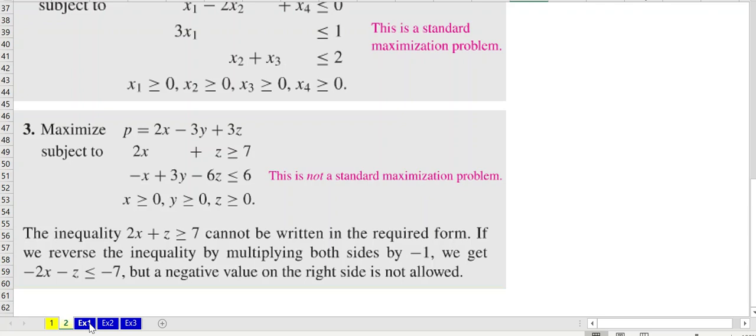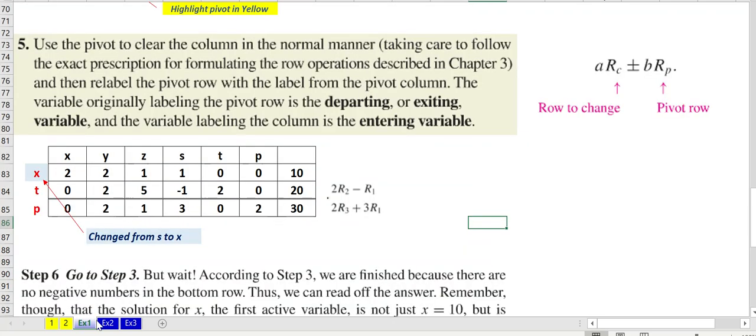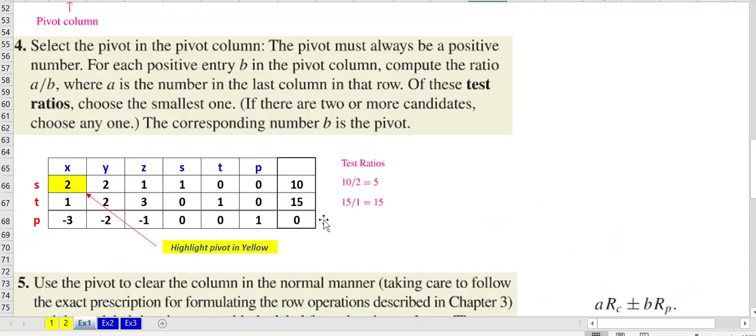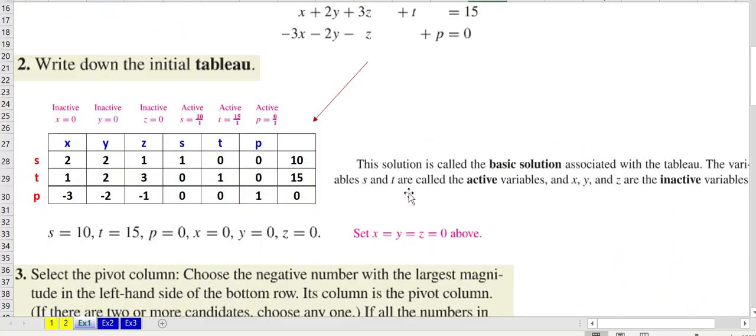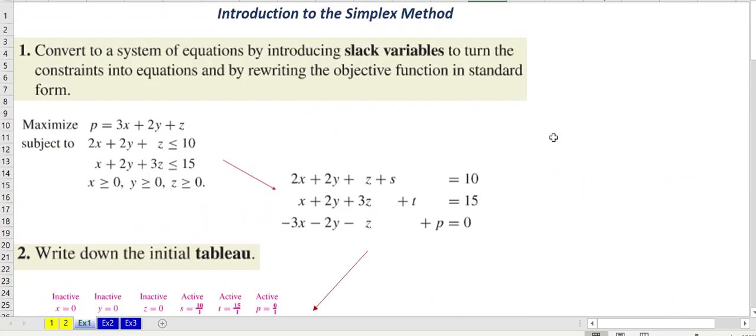So I'm going to do example 1 from my notes. I've written out everything, and this is normally what I would be going over in class, but I'm going to go over it in the video, and then I will do a couple of examples in other videos. Step number 1 is convert to a system of equations by introducing slack variables to turn the constraints into equations and by rewriting the objective function in standard form.